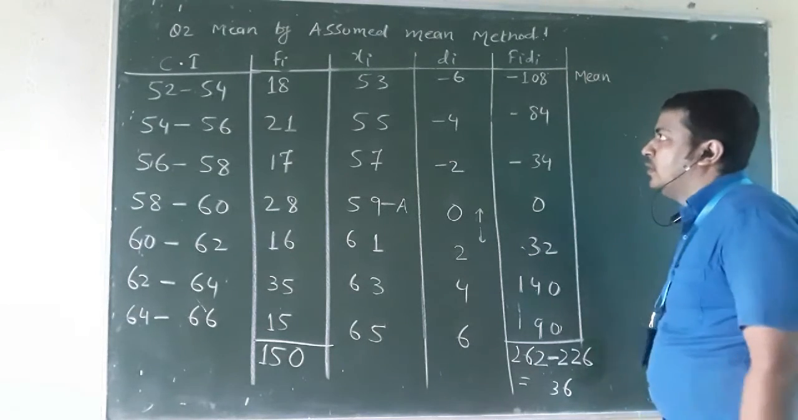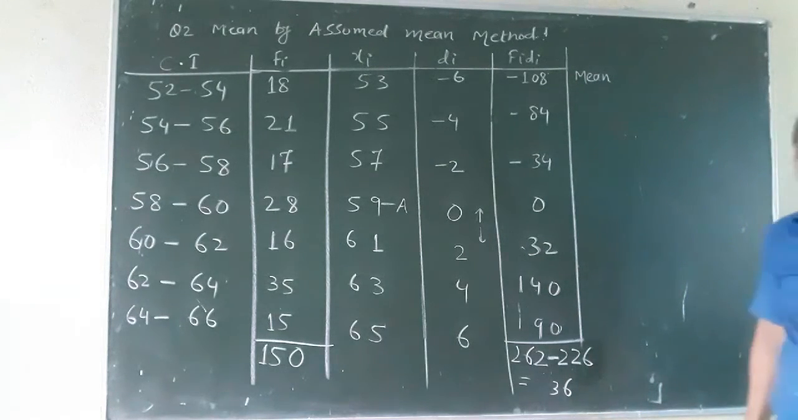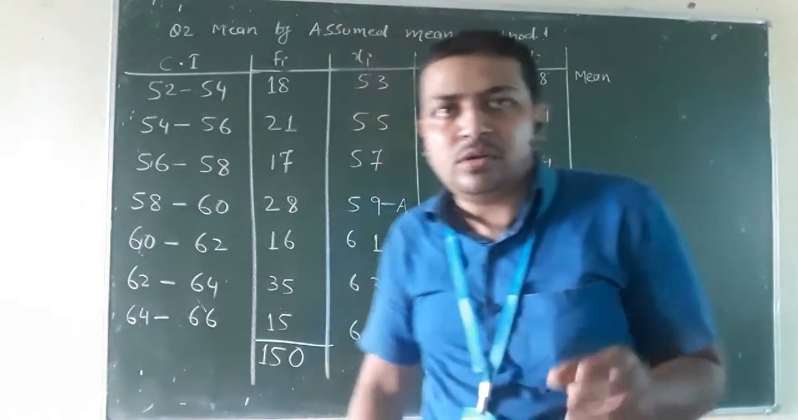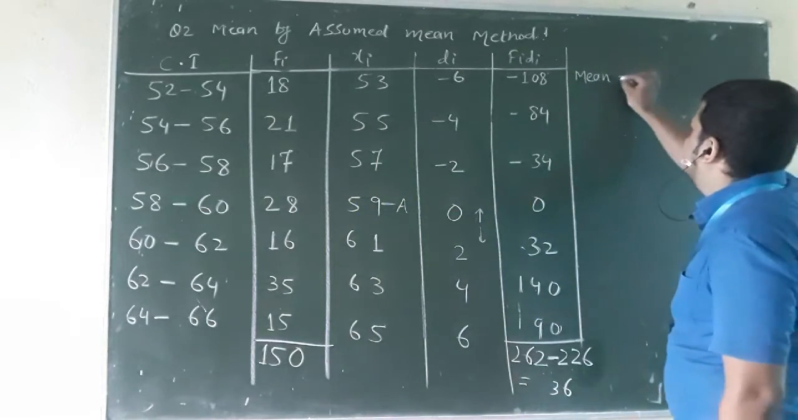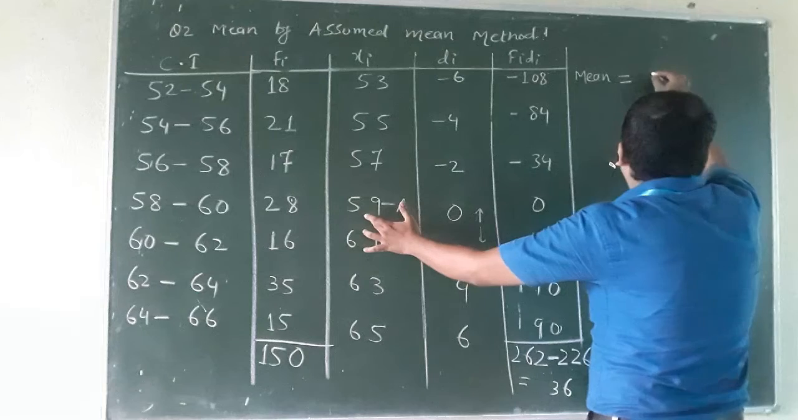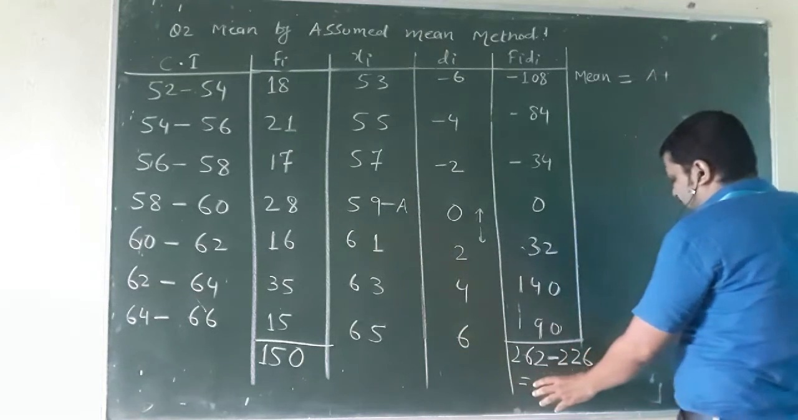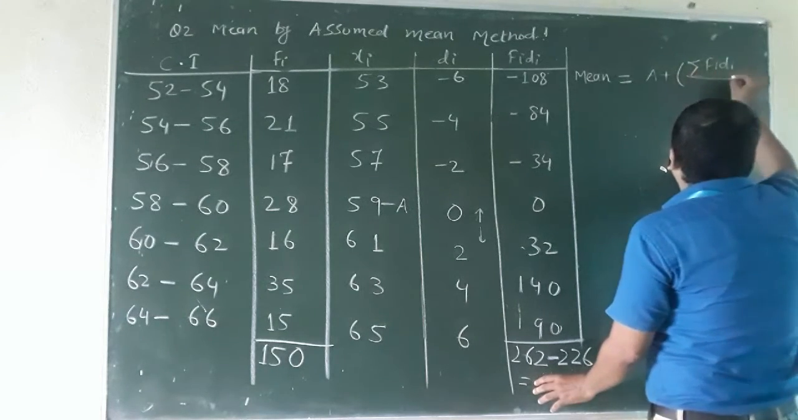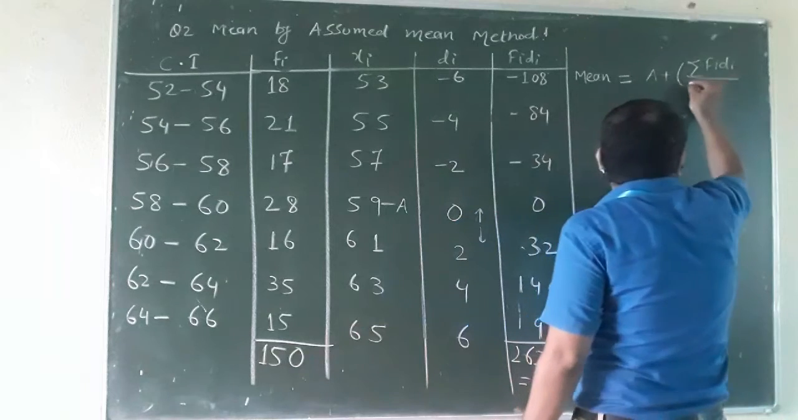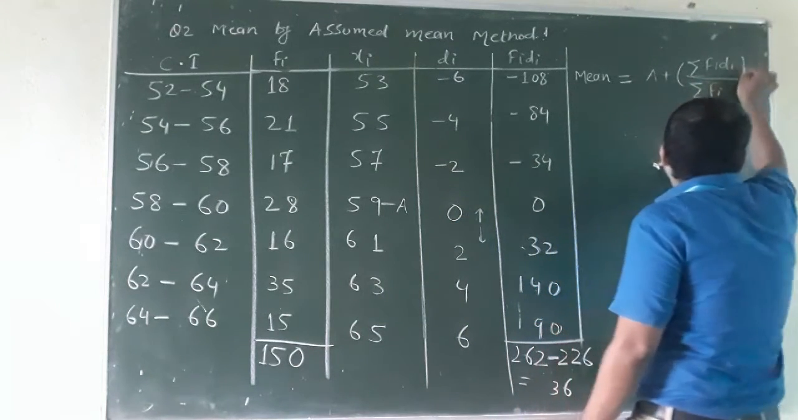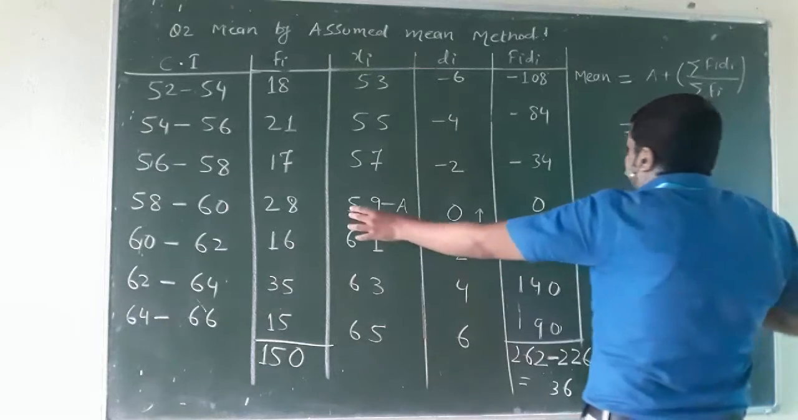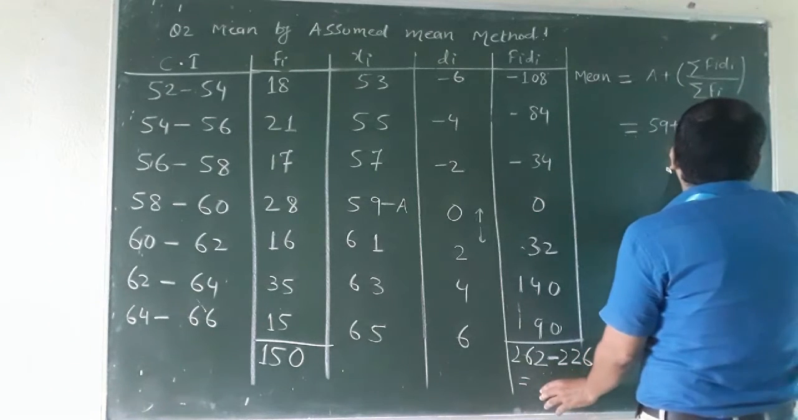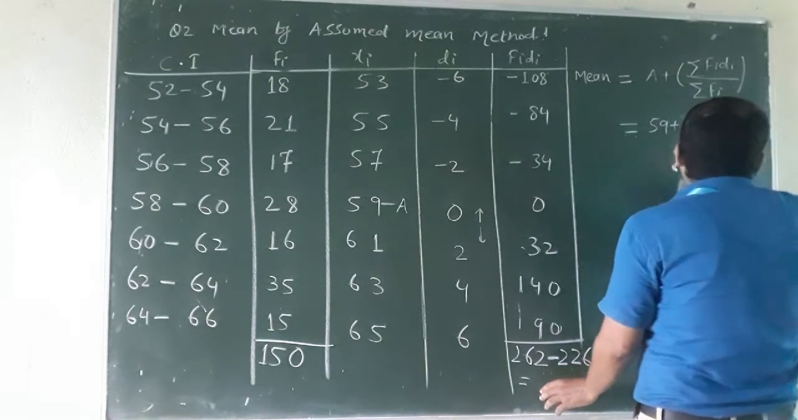In the direct method you need only 2 things, but in the assuming method you need only 3 things. One will be a, that is this one. Second will be the sum of fi di. Third will be the sum of fi. Only these 3 things you need. Now put the value of a, that is 59. Now sum of fi di is 36, divided by 150.